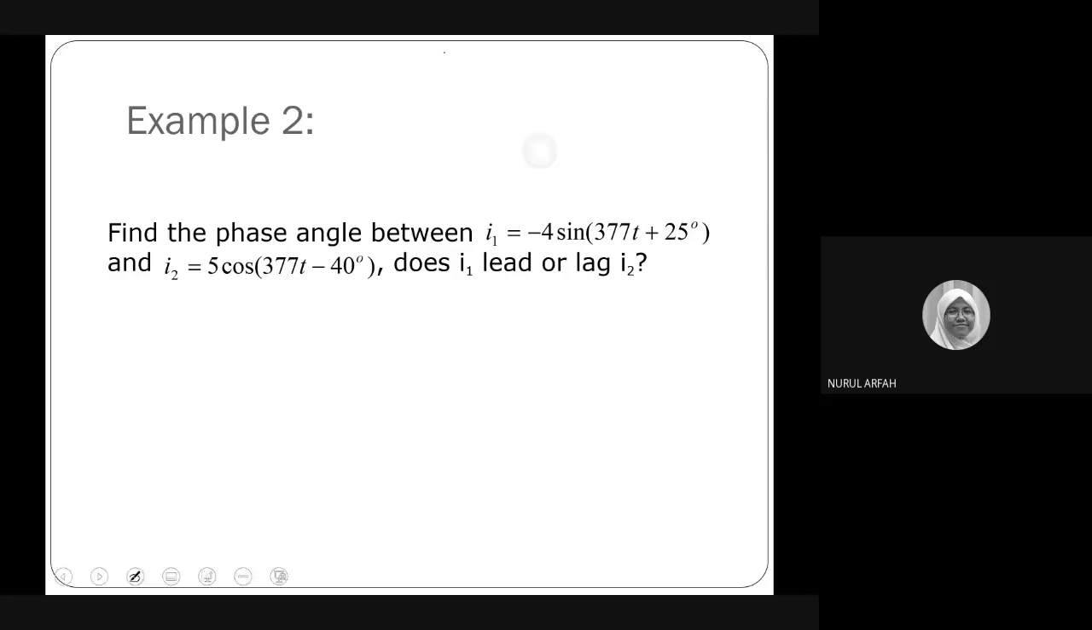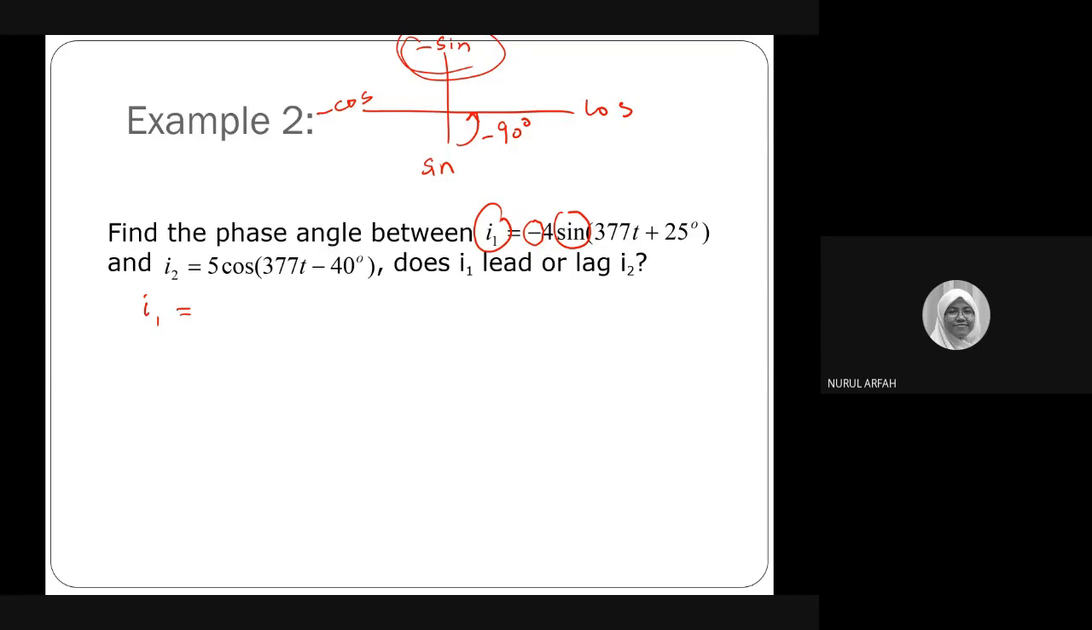So what should you do? First, you're going to compare. But before that, what is I1 in cosine form? What is I1 here, the signal 1 in cosine form? This is sine, this is cosine. Then you have a negative sign here. This is negative cosine, this one negative 90 degrees. So what is I1 equal to? If you look here, this is a negative sign, and you're going to convert into cosine form. So what is this one? Plus 90 degrees. Okay, good.